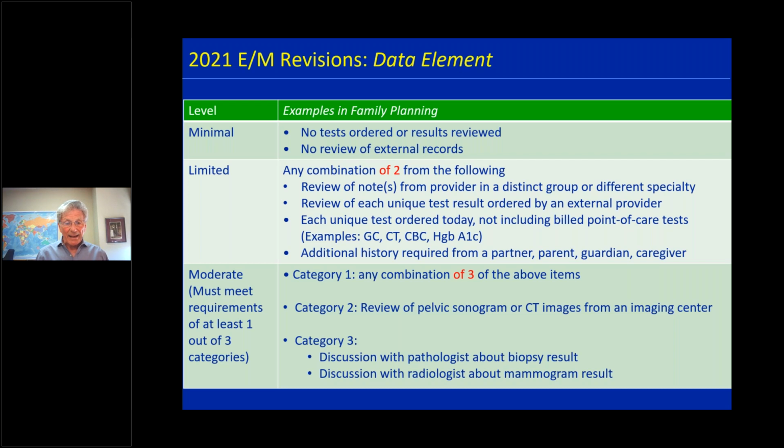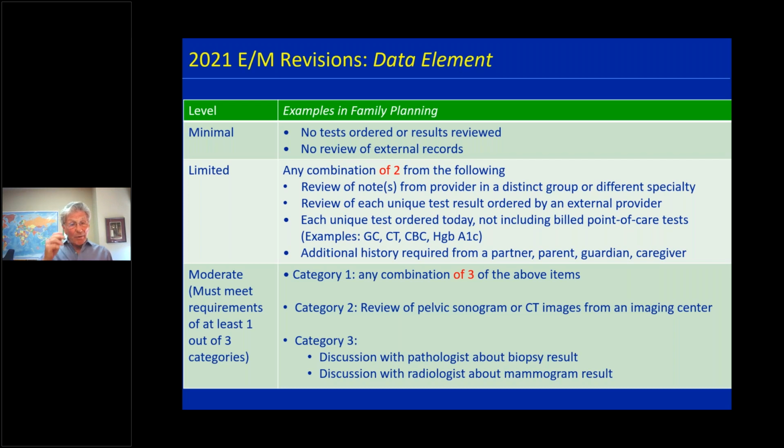A limited level in the data element is if you reviewed a note from a provider in, let's say, the primary care clinic or in the pediatrics clinic. Or it would be the review of each unique test result ordered by an external provider. Or it would be each unique test that you ordered today that you're not billing for in your clinic. So an example of that would be you get a vaginal sample for gonorrhea and chlamydia, or you send off a CBC or a hemoglobin A1C. All of those, you get credit for each individual one. Or an additional history, which has been required from a partner, a parent, a guardian, or a caregiver.